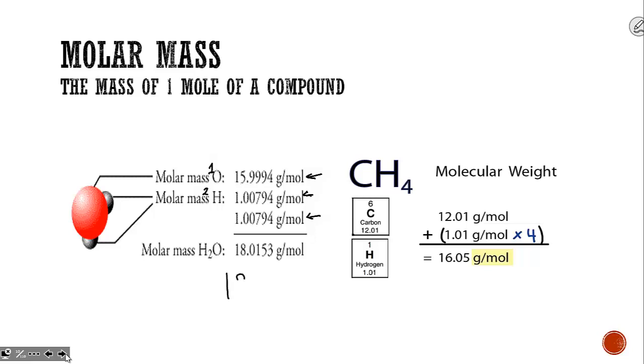If you collect 18 grams of water, you have found 1 mole of water. There are 6 sextillion molecules present. 1 mole of water is approximately a teaspoon. Or methane gas, which is 1 carbon and 4 hydrogens. So if you add up the mass of 1 carbon, 12, and 4 hydrogens, 1 times 4 is 4, you get that there are 16 grams for every 1 mole of methane.